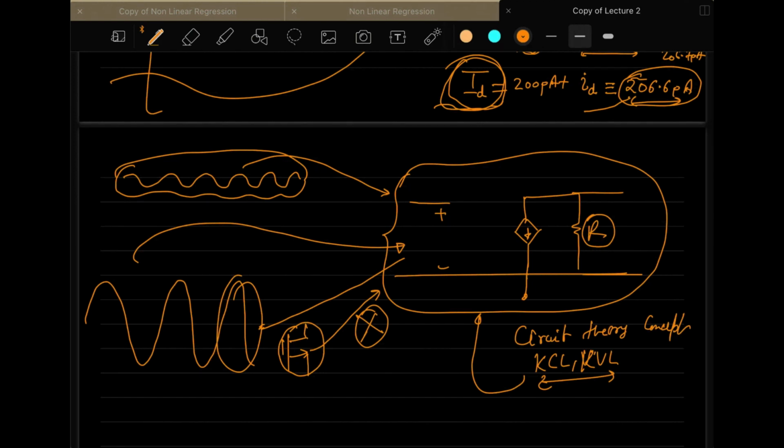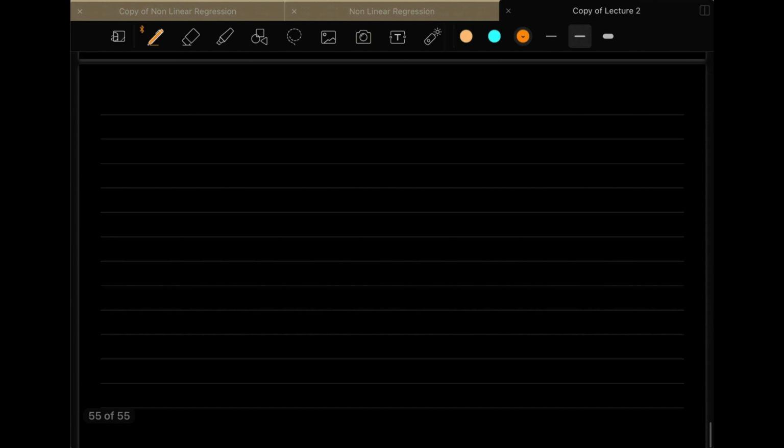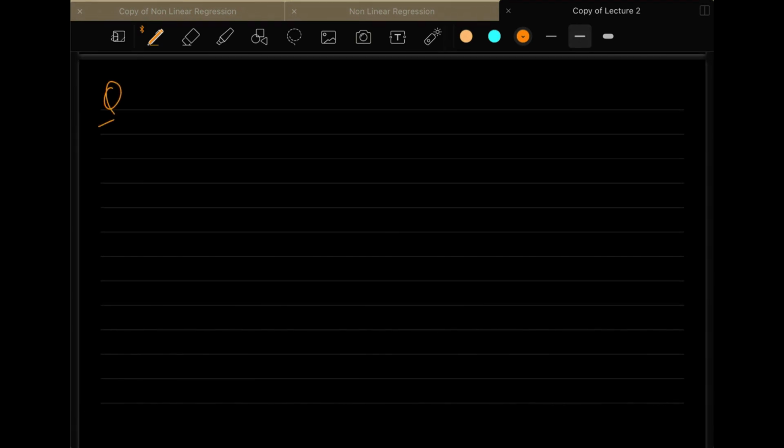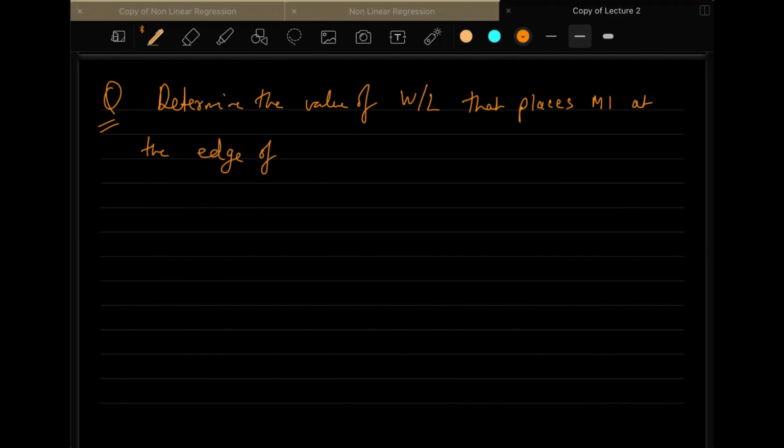Okay, so if it is done, then let us discuss the second example. The second example is to determine the value of W by L that places M1 at the edge of saturation.